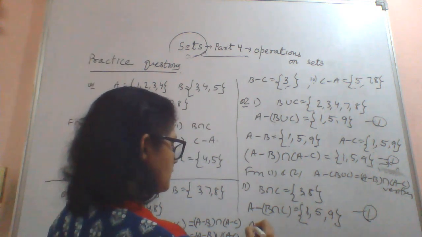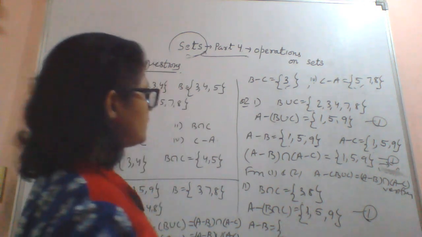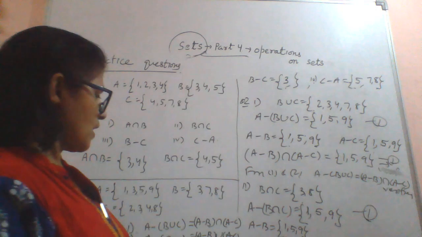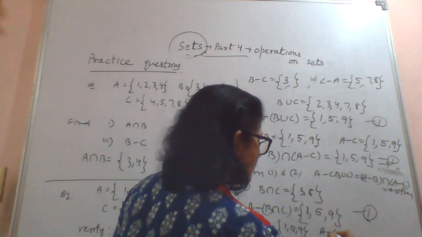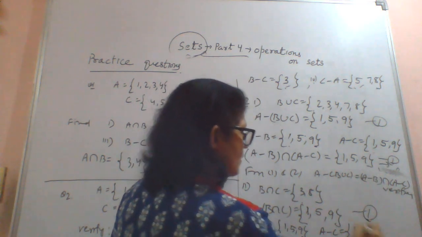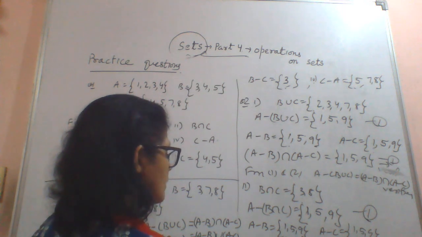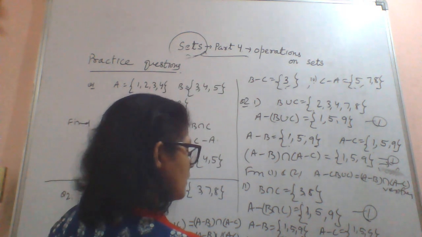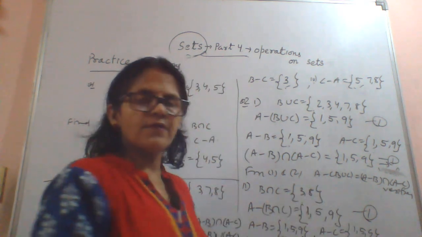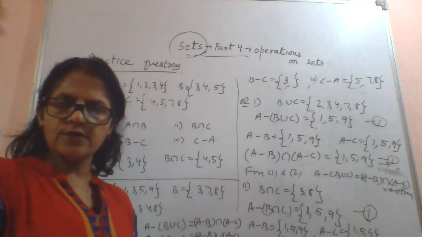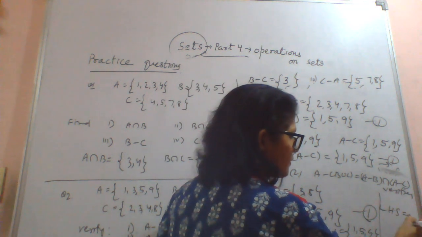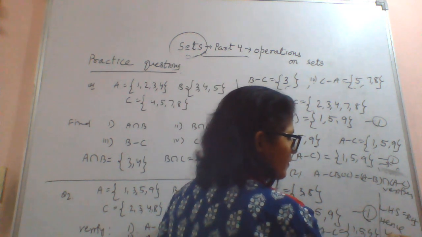Now A difference B. What is A difference B? We have just found out, no? 1, 5, 9. Now A difference C. A difference C is what? 1, 5, 9. Now the union is what? (A difference B) union (A difference C). That is also 1, 5, 9. So from 1 and 2 you are having LHS equal to RHS, right? So you can write here LHS equal to RHS, hence verified.